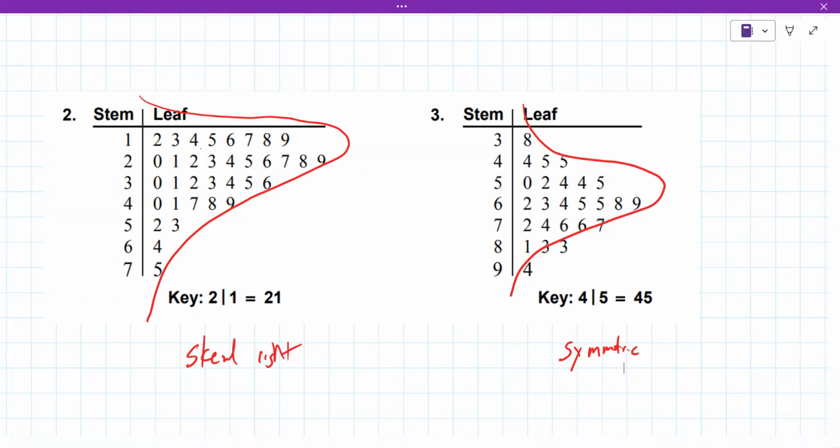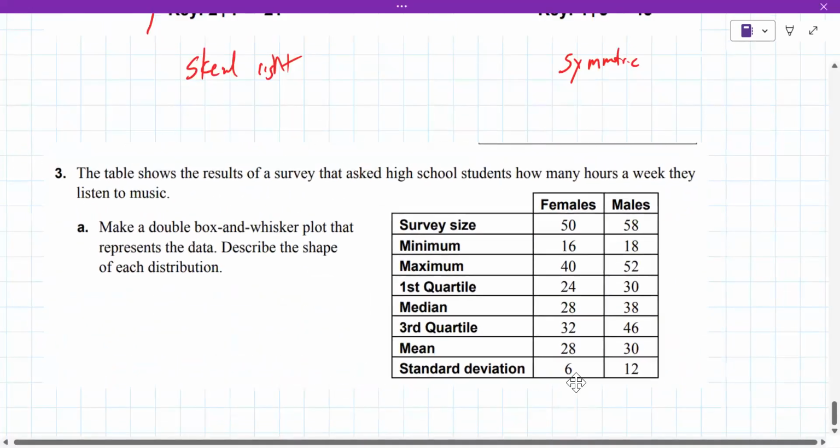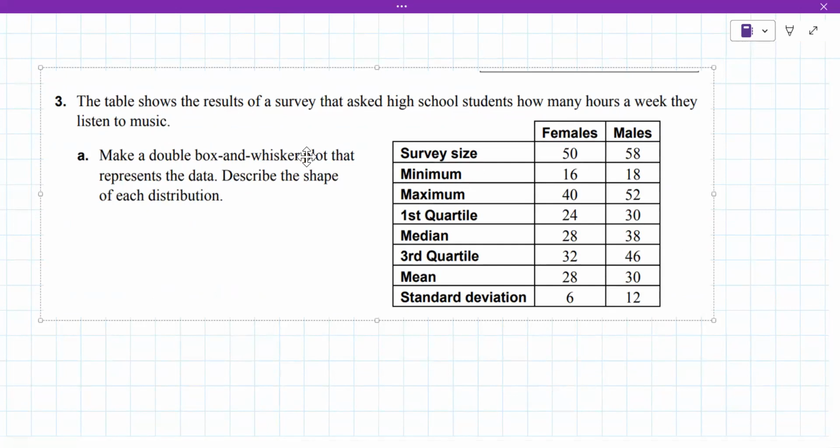Here's a good one. We do need to talk a little bit about box and whisker plots. We've talked a lot about how to make them, but let's just say most of the information is given for you. And they want you to make two box and whisker plots for this, one for females, one for males. Basically put them on top of each other and see what you come up with. Is there a discernible difference between them?